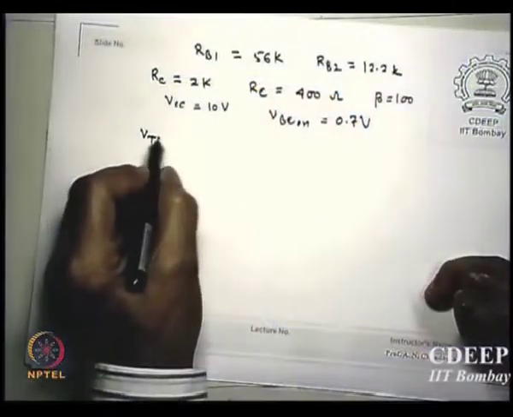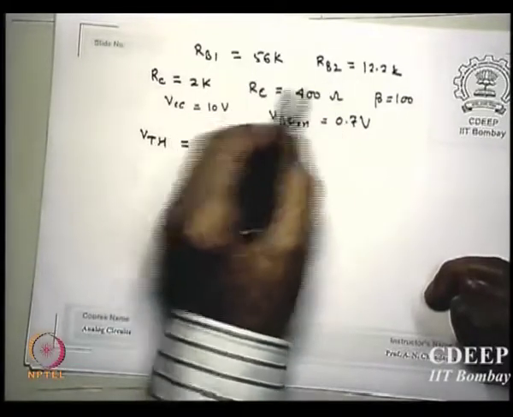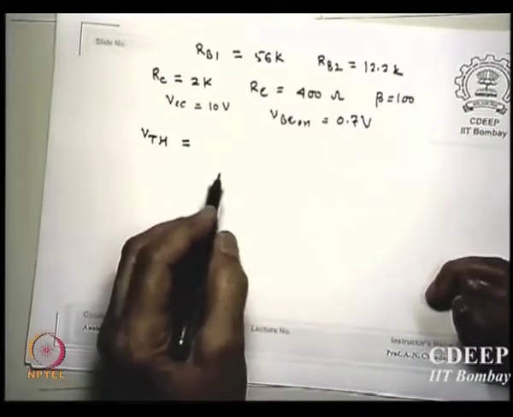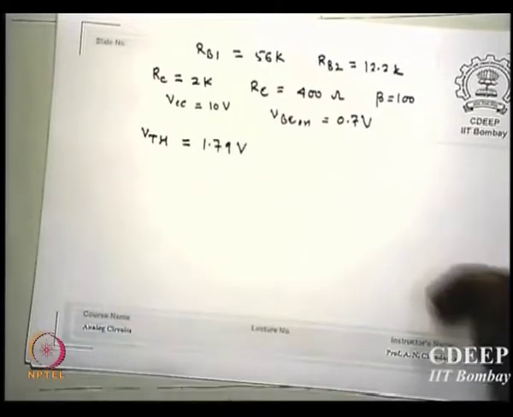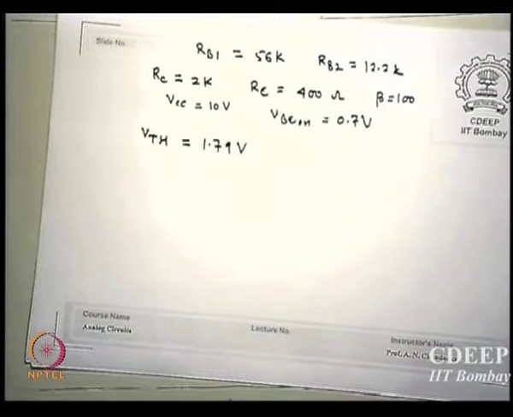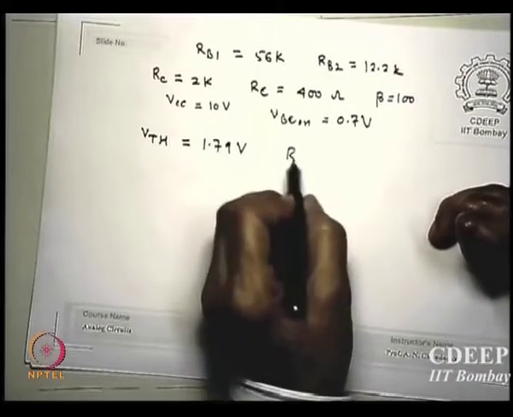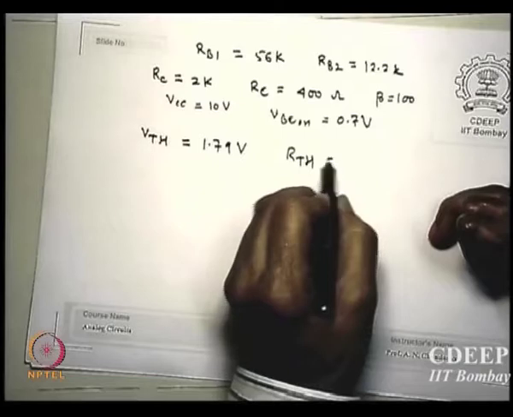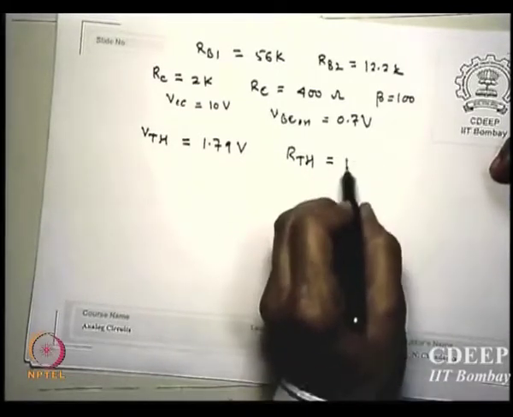So I calculate VTH, which is 12.2 upon 56 plus 12.2, into 10 volt, and that comes out to be 1.79. What is the formula given? RB1 upon RB1 plus RB2 times VCC is the Thevenin source, so that is 1.79. RTH, the parallel combination of RB1 and RB2, I evaluated as 10K.